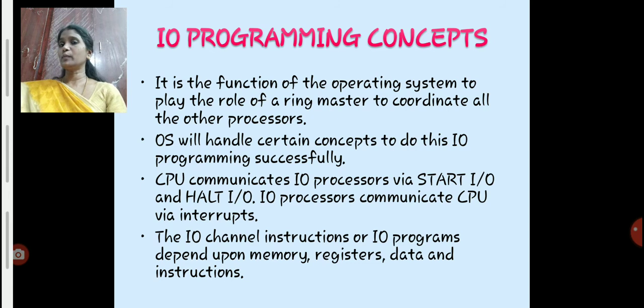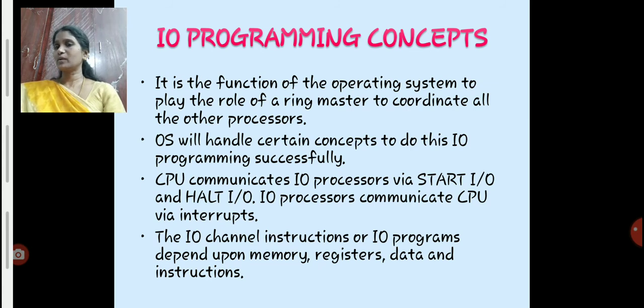So now we see IO programming concepts. We saw what IO programming is. Then we saw what IO processor or IO channels are. Then we saw the types of IO channels, and here we see the IO programming concept, right? So the operating system in a computer plays the role of a ringmaster to control the other processes, right? Operating system is what manages every resource in a computer system. To do this, the OS will handle certain programming concepts to handle the entire thing successfully. So this concept is called IO programming concept, right?